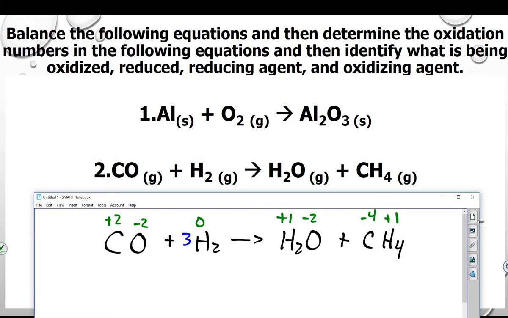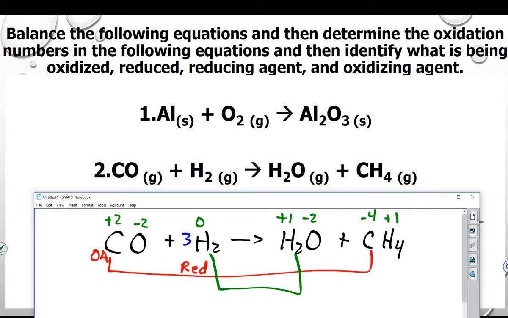Now the next step is to connect what's changing from side to side. So we know the carbon's changing. What's happening to the carbon? Oxidized or reduced? Reduced. Good. It is reduced. So this is the OA, oxidizing agent. Okay, and I'm going to use a green here. Hydrogen is going from a 0 to a +1. So what's happening to it? Oxidized. And it is the RA, or reducing agent. Okay, go ahead and do the third one.